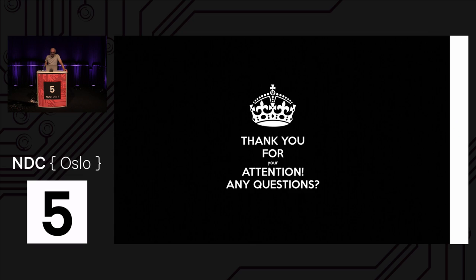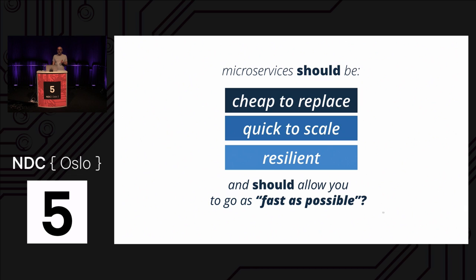So microservices should be cheap to replace, quick to scale, resilient, and to quote Adrian Cockcroft, formerly Netflix, formerly Battery Ventures, and now VP Engineering at AWS, they should allow you to go as fast as possible. That is the goal when we're building services composed of microservices. We want to be able to go as fast as possible.